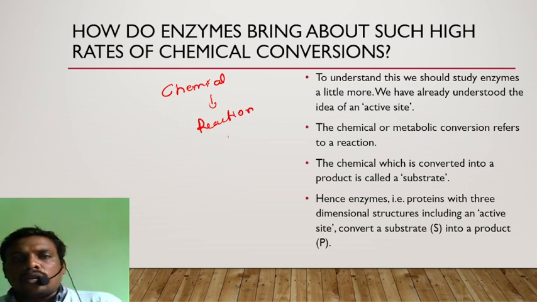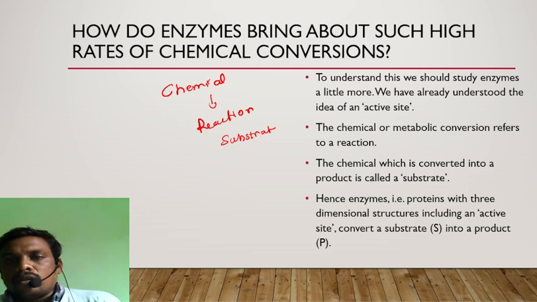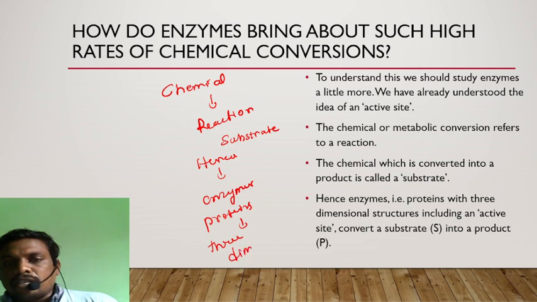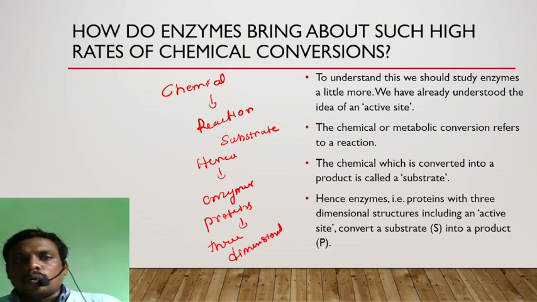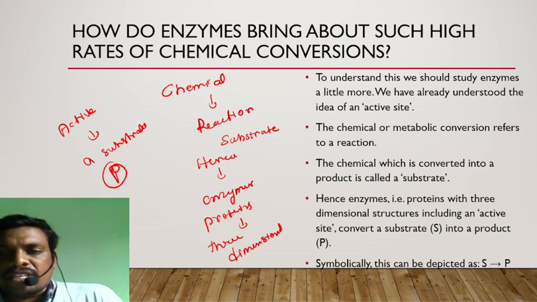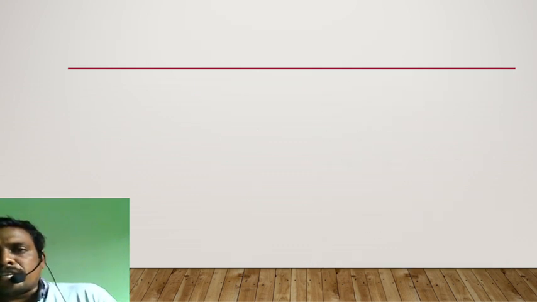What is converted into a product is called substrate. What is that called? Substrate. Hence, if you carefully observe enzymes, what are they? Enzymes are proteins with three-dimensional structures, including an active site, which converts a substrate into a product called P. Substrate is indicated by S, product is indicated by P. So symbolically this can be depicted as S to P, substrate to product.